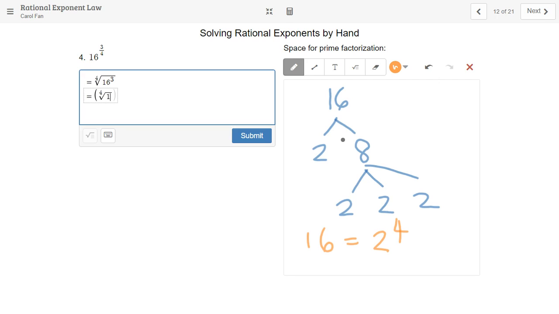So the fourth root of 2 to the power of 4, close the bracket, and then raise it to 3. So 2 to the power of 4, and all of that is under the fourth root. That gives us base 2 raised to the power of 3.